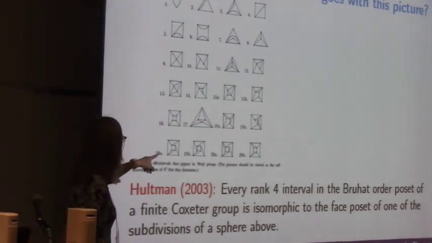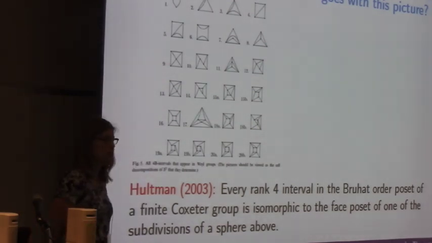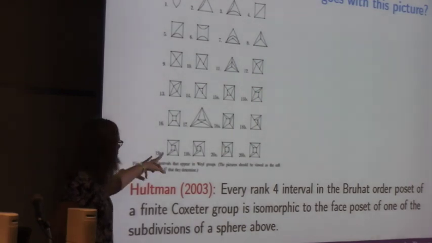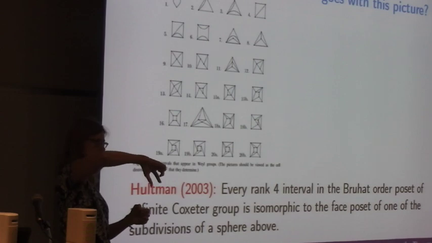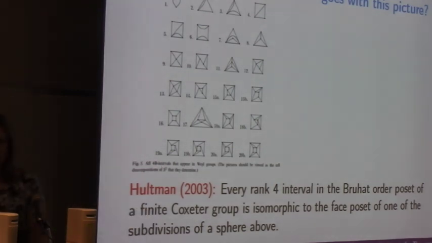The way you're supposed to interpret each of these pictures as an interval in a poset is that you think of the base class, so that's the empty base, and then all the vertices, and then the edges which contain the vertices, and so on. Okay, so there's a picture that encodes a theorem completely. Right?